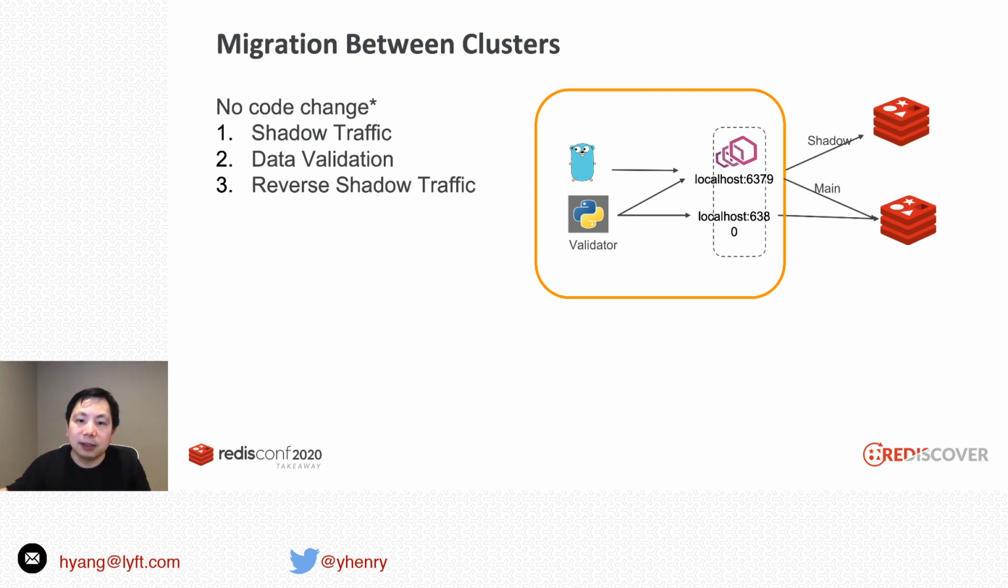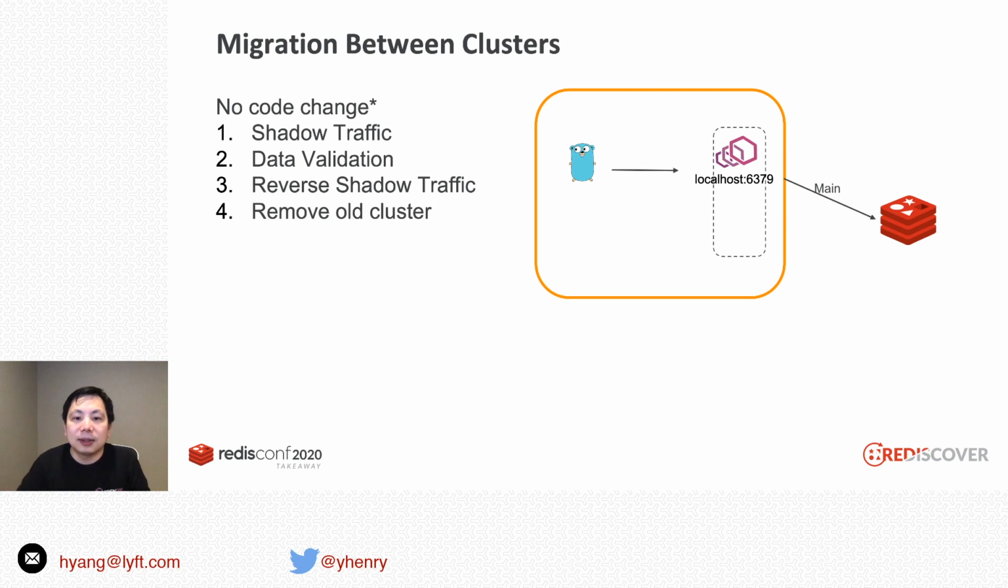And finally, we just update the configuration and stop the traffic to the old cluster. And then we can deprovision the old cluster. And now we have migrated from the ring hash cluster to a Redis cluster, or migrated to any other new clusters for that matter.